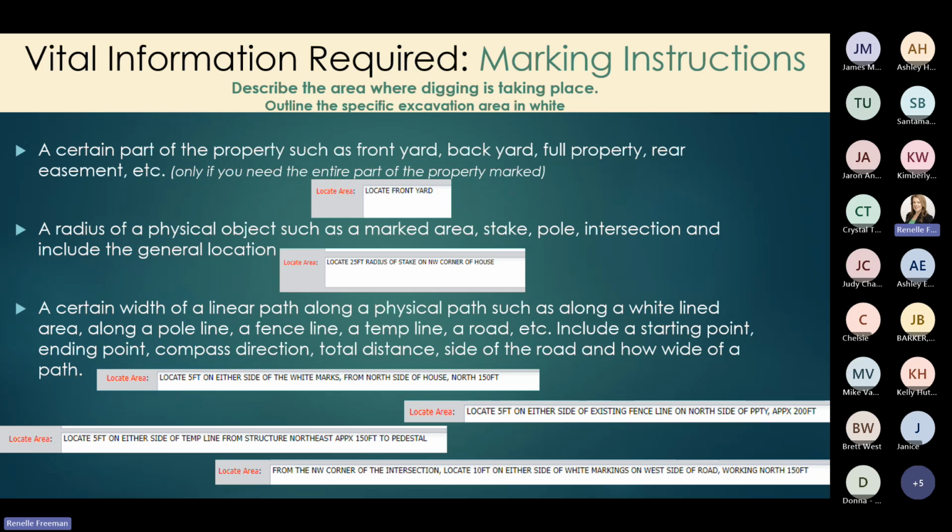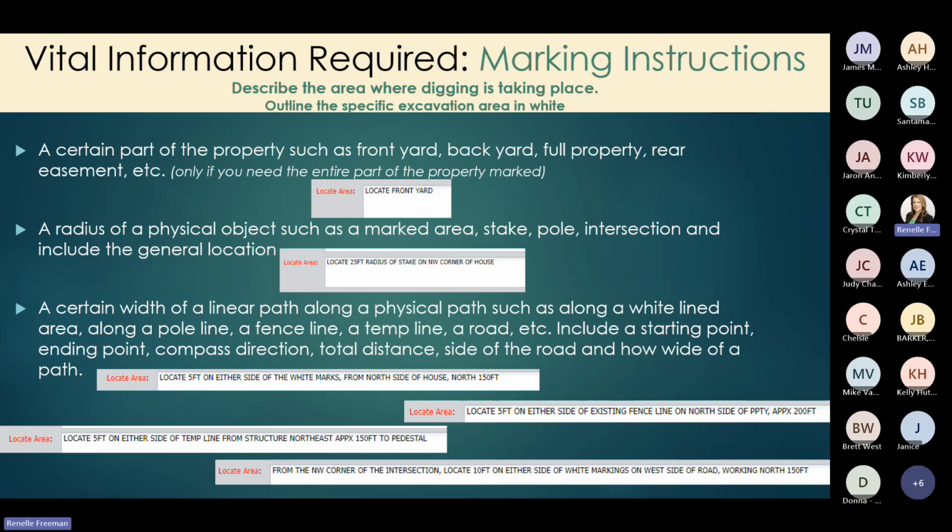Another example is locate 5 feet on either side of the existing fence line that's located on the north side of the property, and it's approximately 200 feet. It's helpful to provide the distance on that, even though that north fence line should be visible, just so the locators have that ahead of time and they know how much area that they need to locate. Locate 5 feet on either side of the temporary line from the structure, northeast approximately 150 feet to the pedestal.